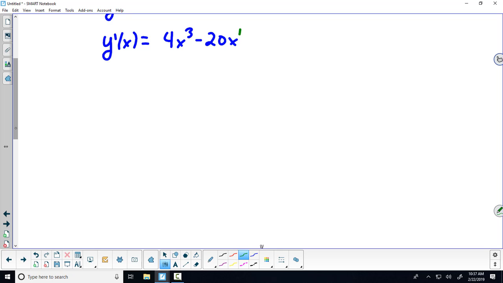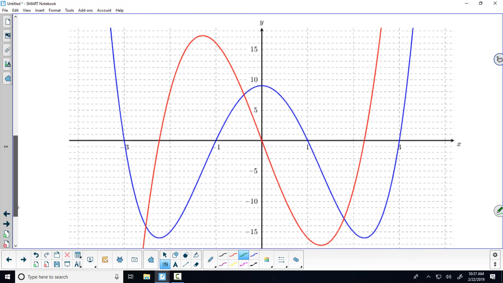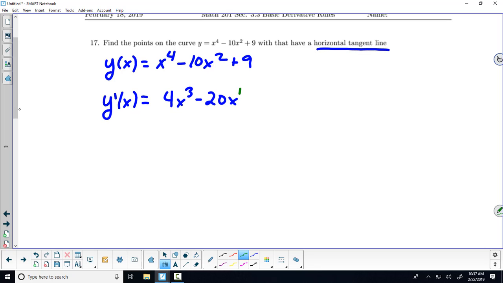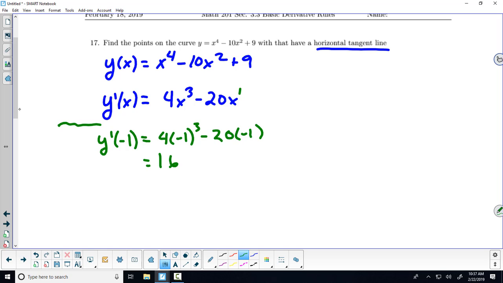Okay? Let's scroll down to our graph. I'll pretend it's not there. Let's suppose we inputted negative 1 into the derivative. What is y prime at negative 1? This has nothing to do with the problem. Okay? We'd have 4 times negative 1 cubed minus 20 times negative 1. What does that give me? That gives me a positive 16, I think, right? Because that would be minus 4 plus 20, positive 16. Okay.